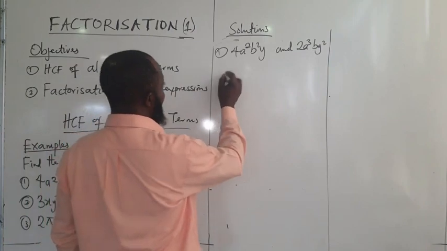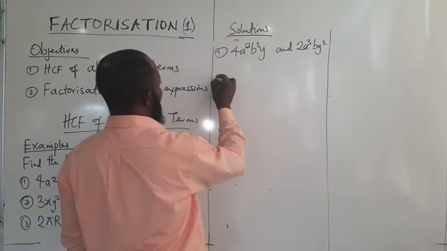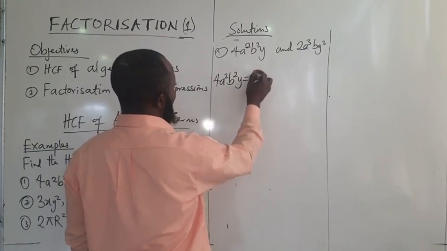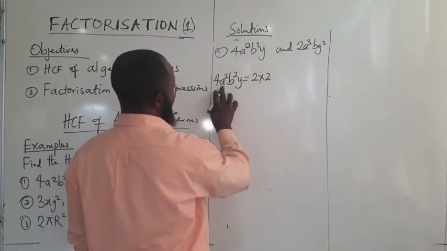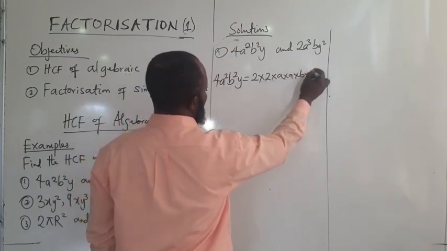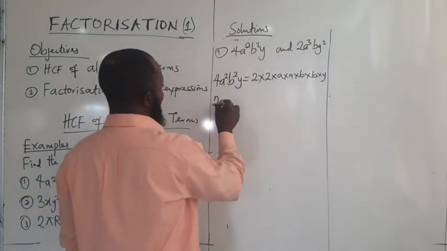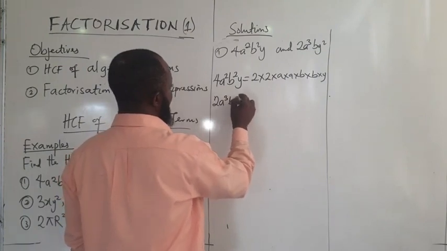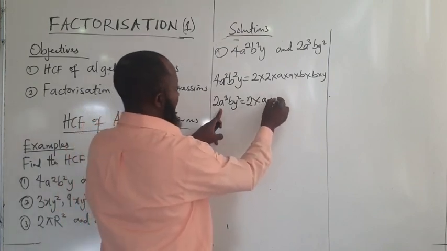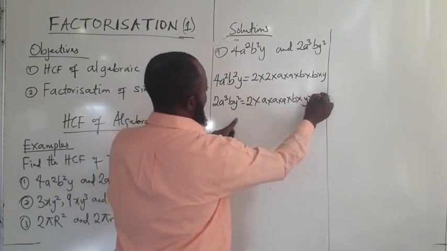So what we're going to do first, we want to express this as a product of its prime factors. Let's break this down. So we have 4a squared b squared y. This 4 will be 2 multiplied by 2. a squared is a times a, b squared is b times b, and then y multiplied. And the second one, we have 2a cubed b y squared. So that is 2 times a cubed, which is a times a times a, times b times y.